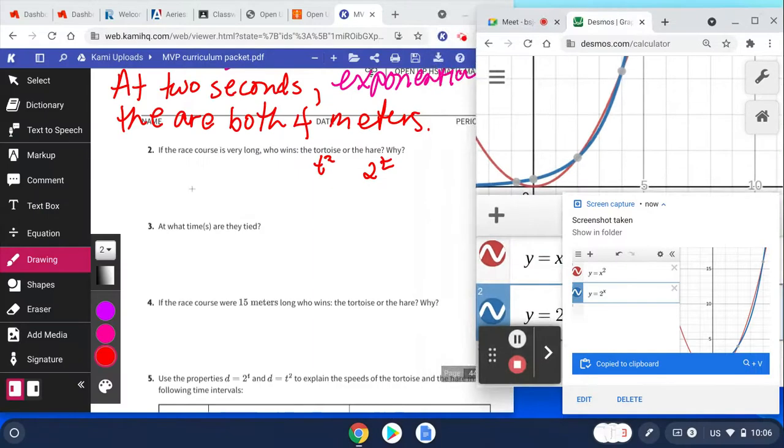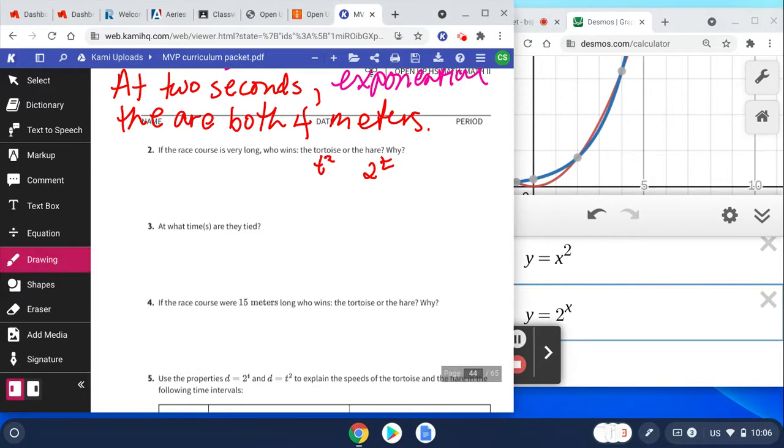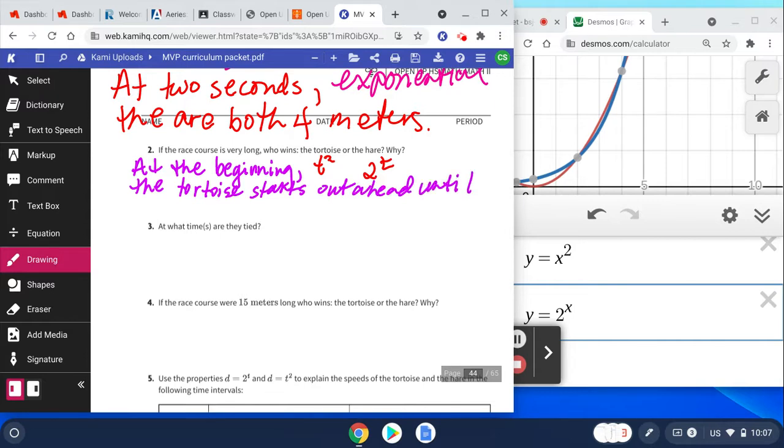Okay, so let's put this down in full writing. We would say at the beginning, the tortoise starts out ahead because of the head start, right? Until what point? Right at time 2, until 2 seconds. Then the hare caught up and starts winning.